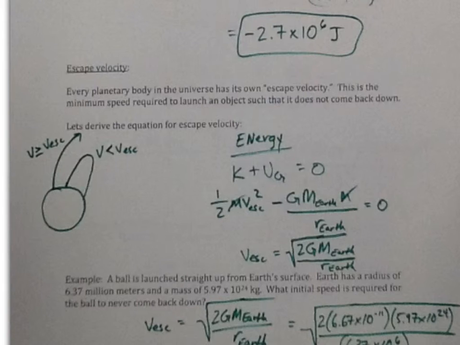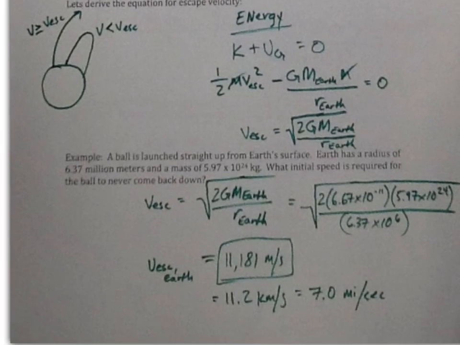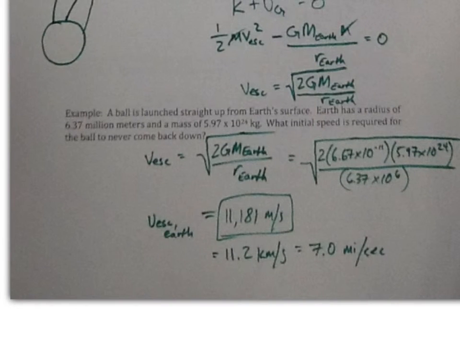So here's just a derivation for the escape velocity. It turns out it's the square root of 2 times G times the mass of Earth divided by the radius of Earth. So that's the derivation of the equation. And then we look at an example of a ball being launched straight up from Earth's surface. Earth has a radius of 6.37 million meters and a mass of 5.97 times 10 to the 24th kilograms. What is the initial speed that is required for the ball to never come back down? So we plug in the values that we know: we know the radius, we know the mass, we know G obviously.